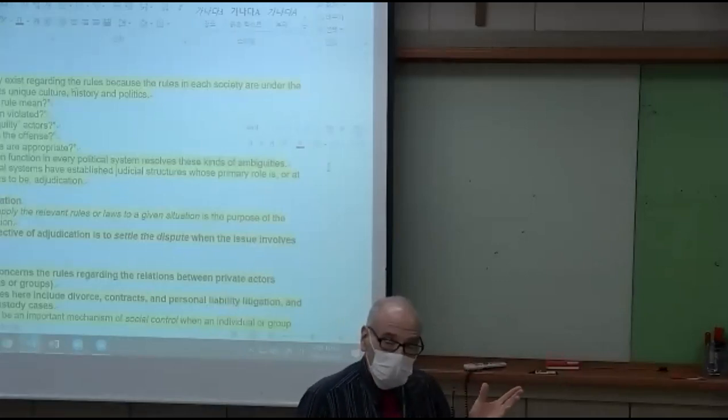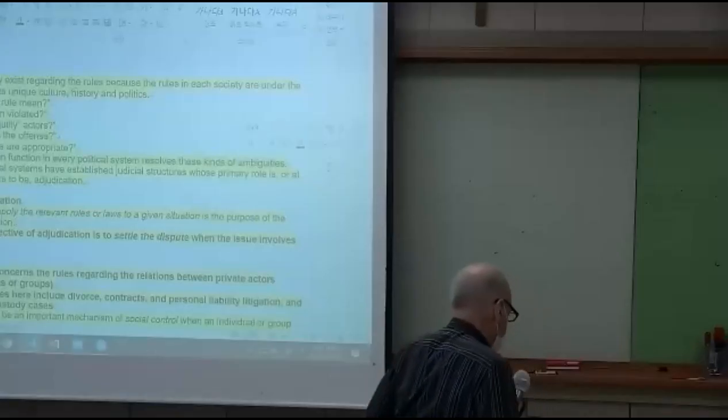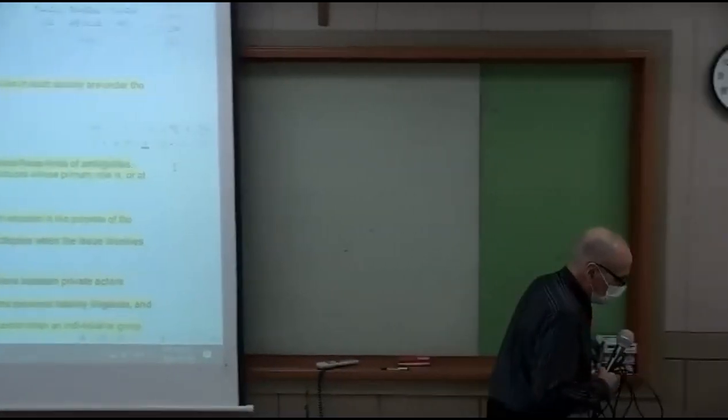Everything is political, including this class. But that's on a more abstract, fundamental level. So the judicial branch: many political systems have established judicial structures whose primary role is, or at least appears to be, adjudication. And so aspects of adjudication, to interpret and apply the relevant rules or laws to a given situation, is the purpose of the adjudication function.